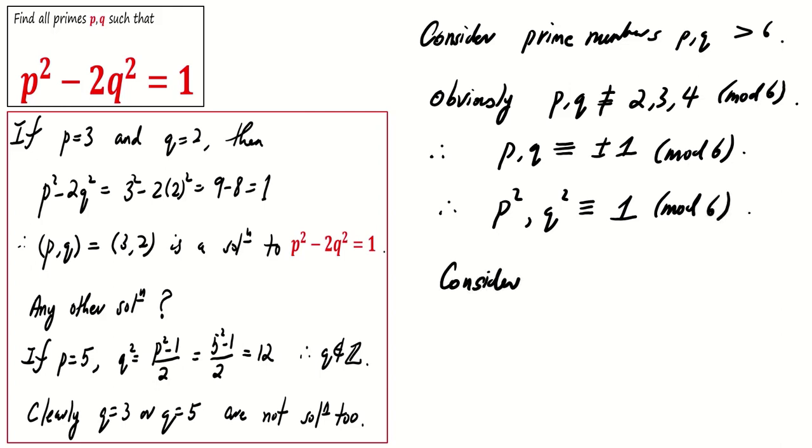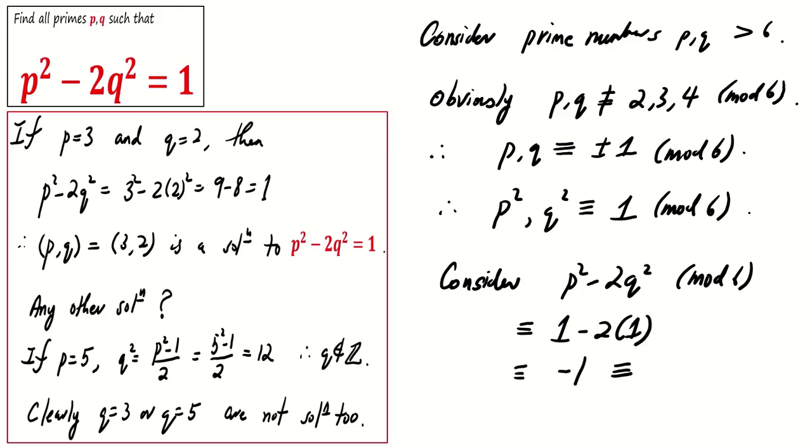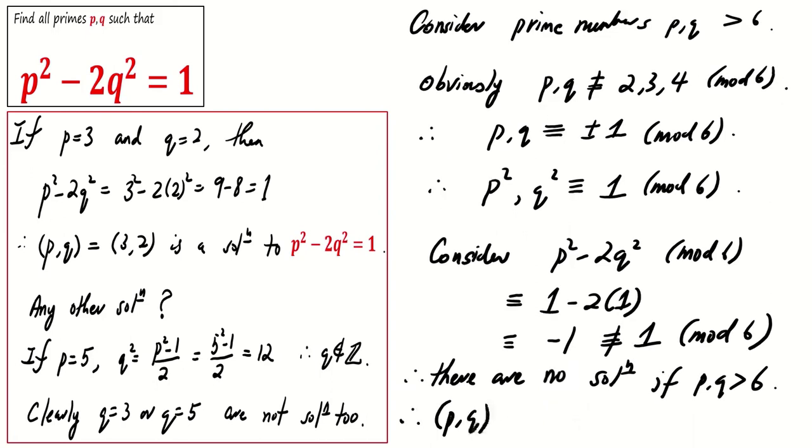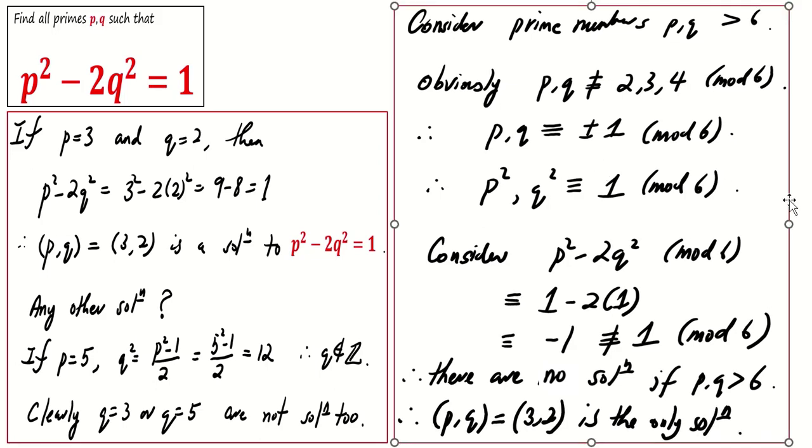Consider the expression p squared minus 2q squared modulo 6. It must be congruent to 1 minus 2 times 1, which is negative 1. And clearly, it is not congruent to 1 mod 6. And therefore, there are no solutions if p and q are greater than 6. Now we conclude that (p, q) equals (3, 2) is the only solution.